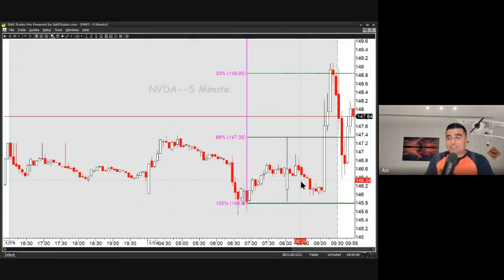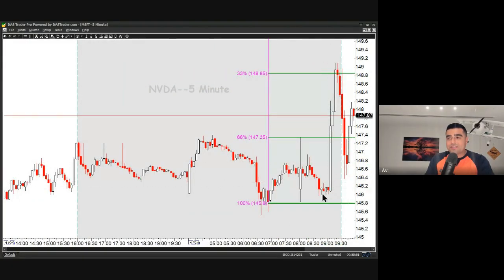You know what's interesting? If NVIDIA, you can see how it just pushed up, right? Let's say it pushes up again, but doesn't make a new high, it makes a lower high. That's a double top. Then a bearish candle, that's going to be a nice short.